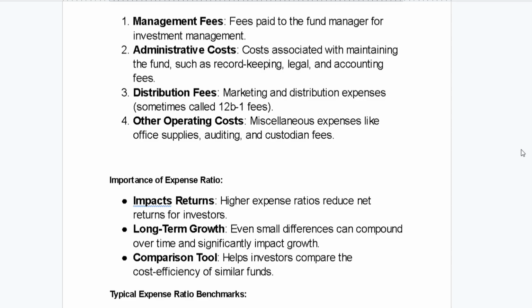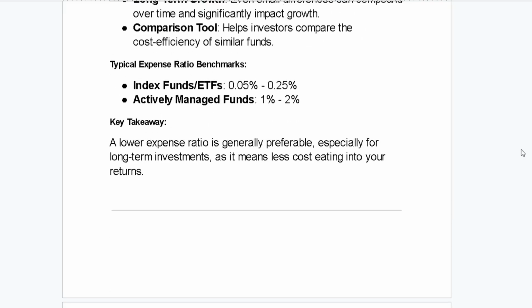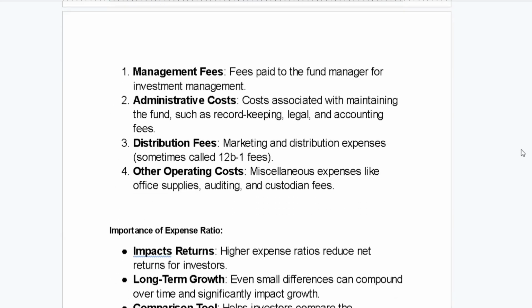So as a benchmark, for index funds and ETFs we use a 0.05% to 0.25% expense ratio, and for actively managed funds it's either 1% or 2%. So a lower expense ratio is generally preferable, especially for long term investment, as it means less cost eating into your returns. So the first part of the question was all about understanding CAGR and expense ratio.